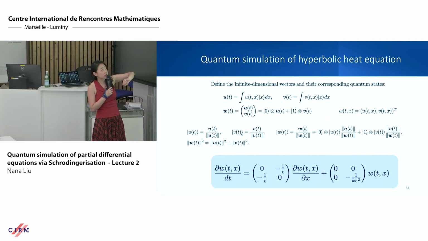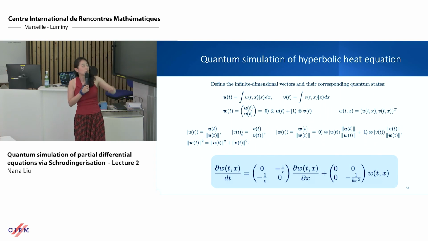We can define W, and W is a vector of U and V. So in terms of the qubit notation, how do we represent a vector? Each of U and V are continuous variables, but because it's now a system, it's like infinite dimensional states embedded inside a two-dimensional state. You can think about it that way. So that's the same thing as 0 tensor product U of t, plus 1 tensor product V.